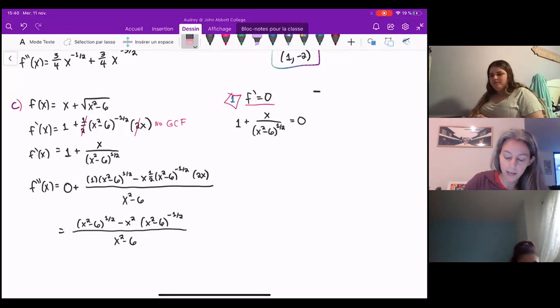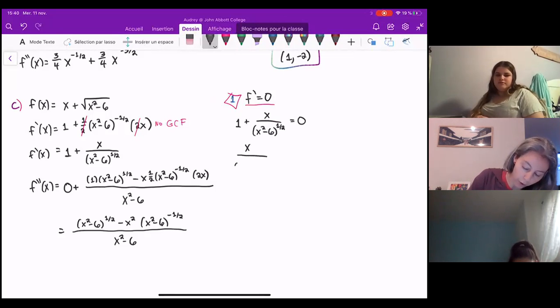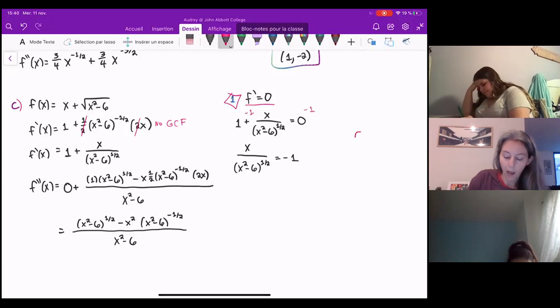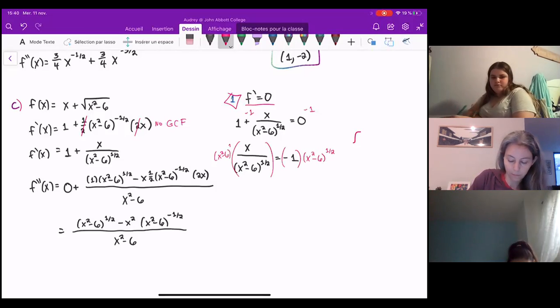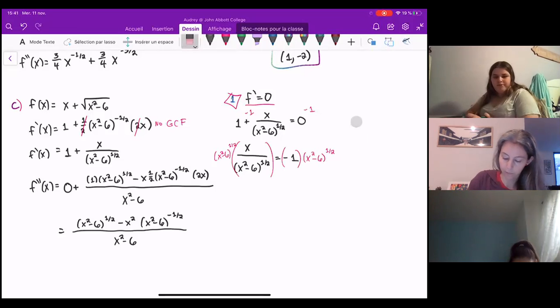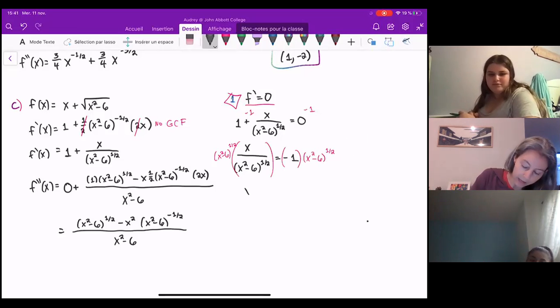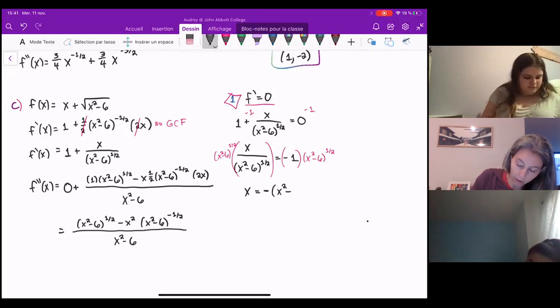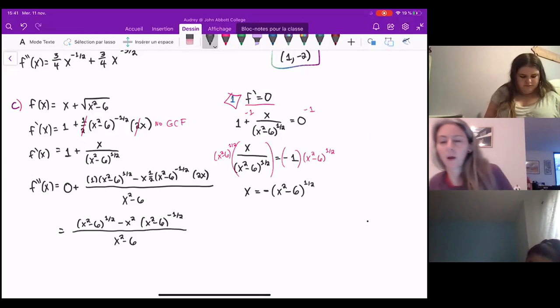Okay, so now I'm going to take that 1 and bring it to the other side. So I'm going to have x over x squared minus 6 to the 1/2 is equal to negative 1. So I've just subtracted 1 from both sides. And now I'm going to multiply that x squared minus 6 to the 1/2 over. So what I have then is x is equal to negative x squared minus 6 to the 1/2.